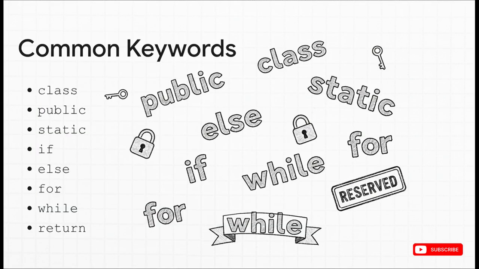And you'll recognize a lot of these right away. Words like class, public, static, or if, else, for. Each one of these tells the compiler to do something very specific. They're like the command words of the language, and you just can't use them for your variable names.